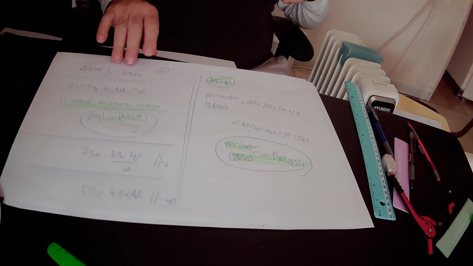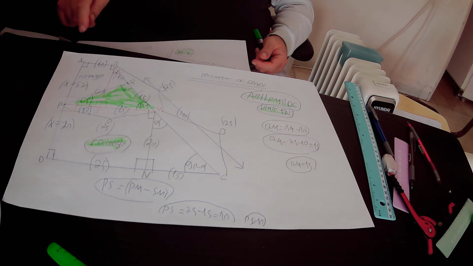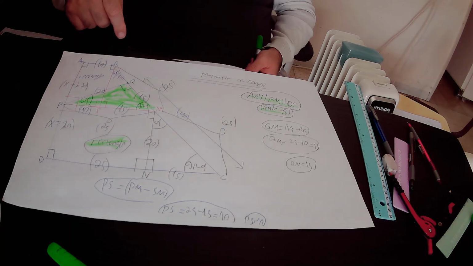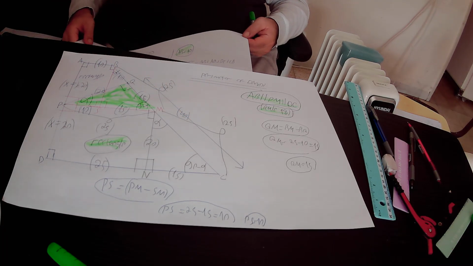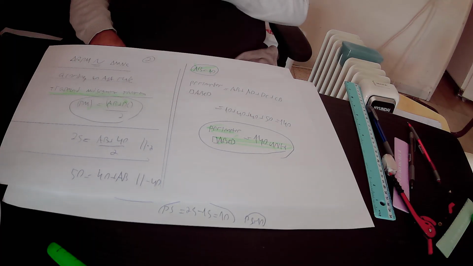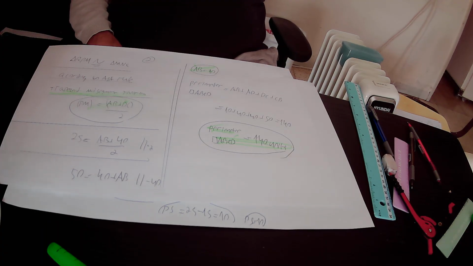And therefore, the perimeter of this quadrilateral ABCD, or trapezoid ABCD, in total equals AB plus AD plus DC plus CB, which is 10 plus 40 plus 40 plus 50, and this is 140 units in length.